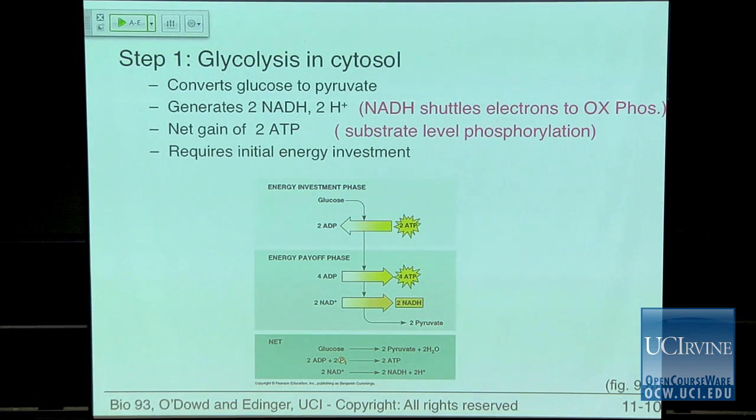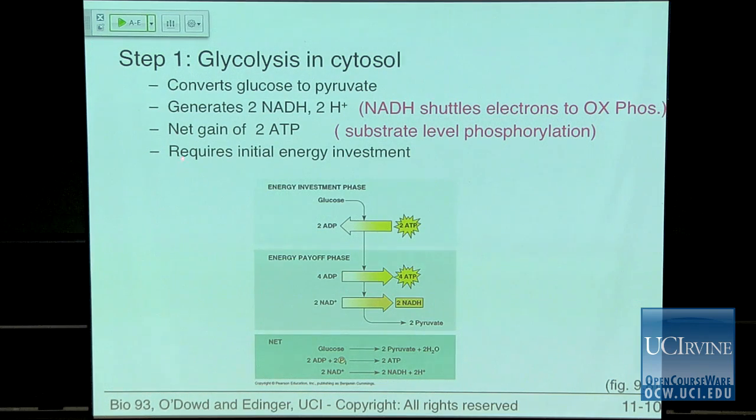Okay, in glycolysis, we convert glucose to pyruvate. So this is a 6-carbon sugar into 2 3-carbon molecules. This generates NADH, and the NADH is going to shuttle electrons to the oxidative phosphorylation part of the pathway. And we're also going to generate free hydrogen ions that are going to be released into the cytoplasm. In this process, we have a net gain of 2 ATPs, and these are made by substrate level phosphorylation, and I'll show you what that means on the next slide.